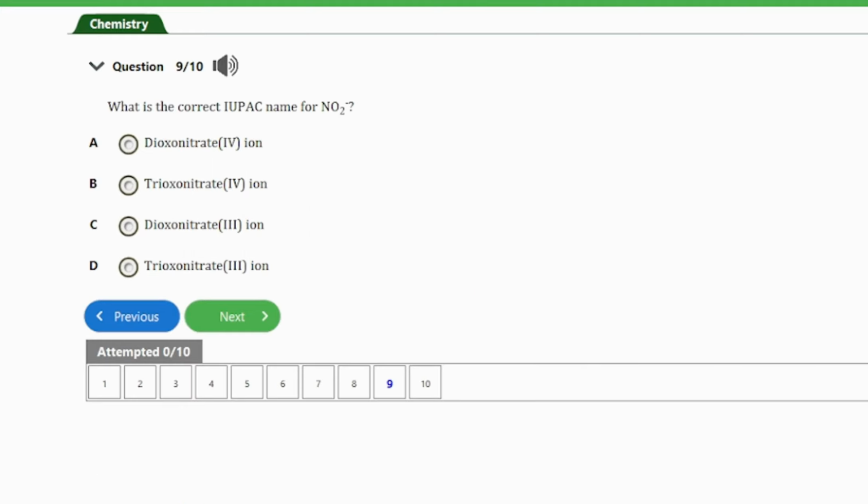Question number 9. It says, what is the correct IUPAC name for NO2? Option A, deoxynitrate 4 ion, B, trioxynitrate 4 ion, C, deoxynitrate 3 ion, and D, trioxynitrate 3 ion. So guys, let's go ahead and check this out together. We're going to zoom into our workspace.